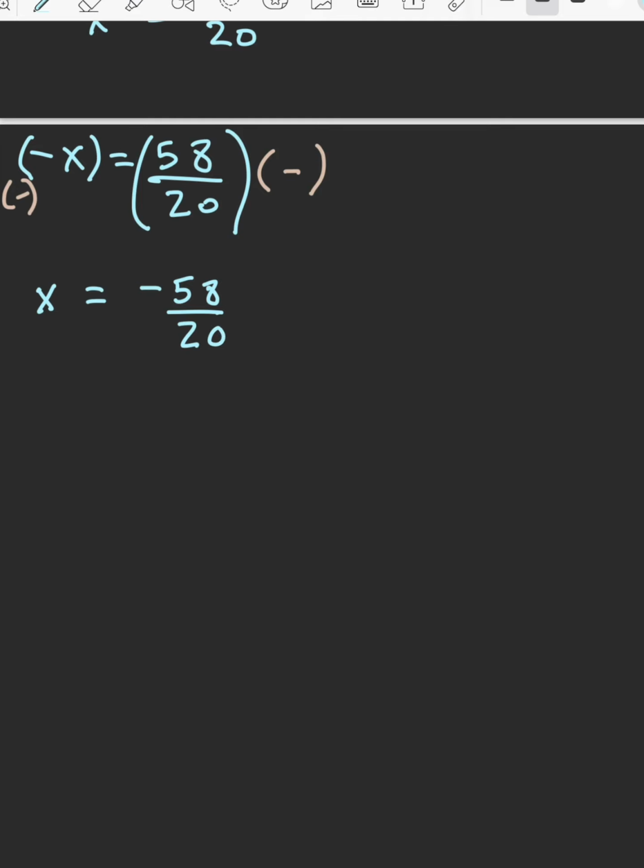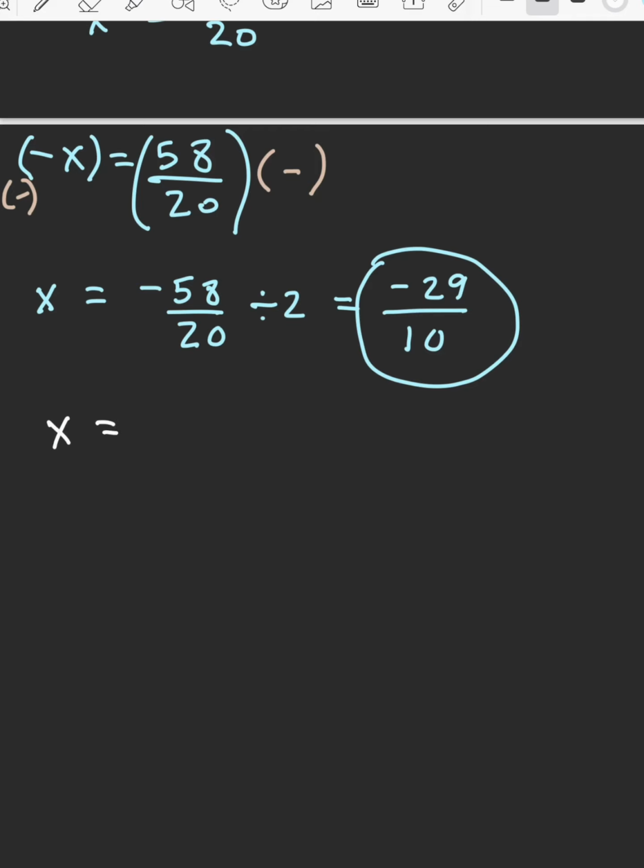Now we can simplify this a little bit more. If we divide by 2, 58 divided by 2 is 29, so we get negative 29, and 20 divided by 2 is 10. So we have negative 29 over 10, and that is our answer. That is the value for x. So x is equal to negative 29 over 10. And if you go back and check it and plug it back into the equation, you'll find that this is indeed correct.